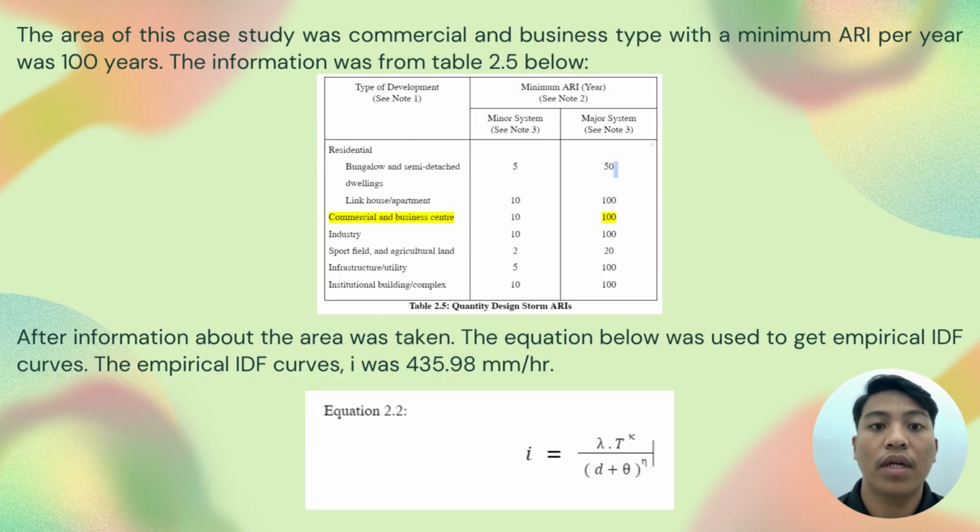As we all know, the area of this case study is commercial and business type, with a minimum ARI of 100 years. The information was from Table 2.5 below. After information about the area was taken, the equation below was used to get the empirical IDF curve. The empirical IDF curve I was 435.98 mm per hour.